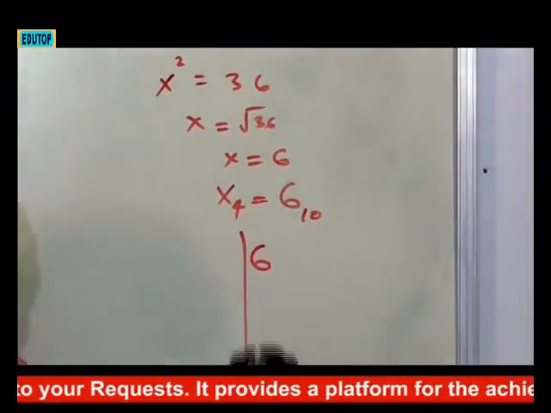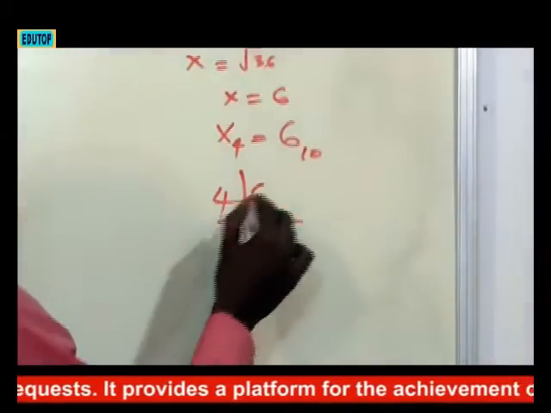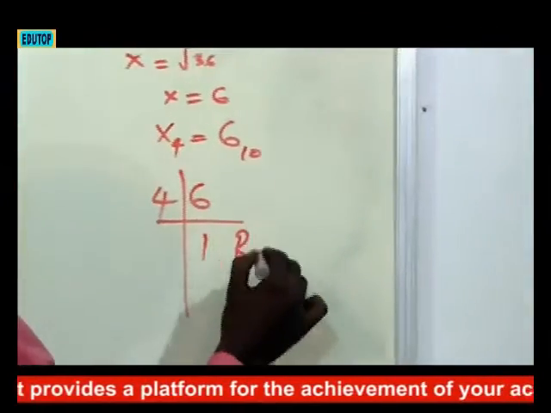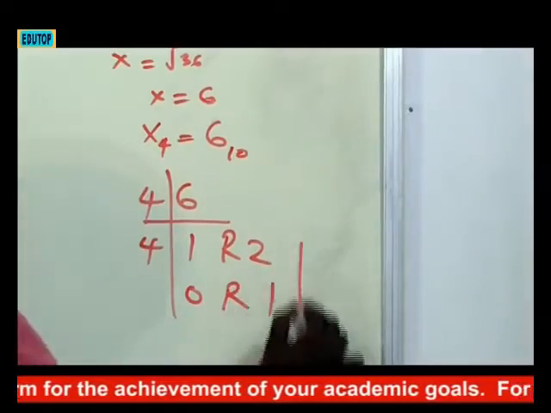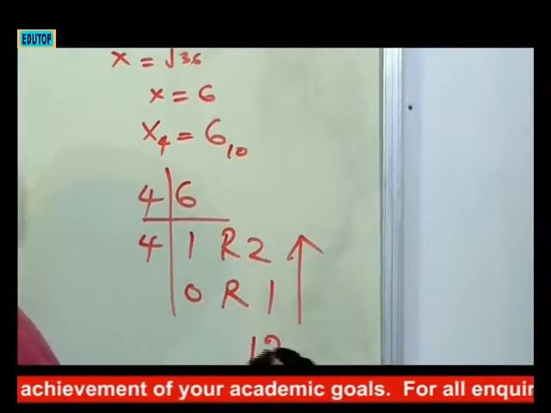So it will now be 6 divided by 4. 4 in 6, 1, remainder 2. 4 in 1, 0, remainder 1. Then I count it upwards. Then I have 1, 2, base 4.